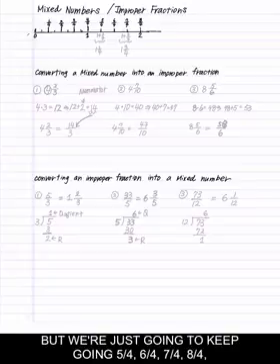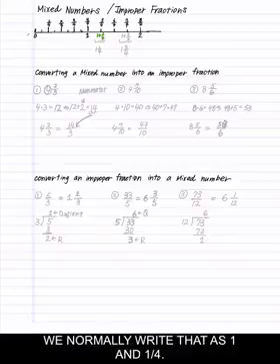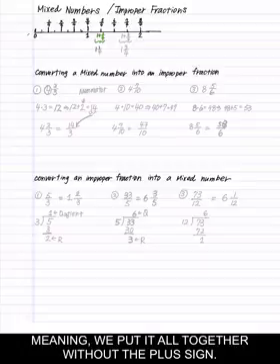But we're just going to keep going: 5/4, 6/4, 7/4, 8/4, and so on. Now I want you to notice that 5/4 is actually 1 plus 1/4. Normally we don't write it that way. We normally write that as 1 and 1/4, meaning we put it all together without the plus sign.